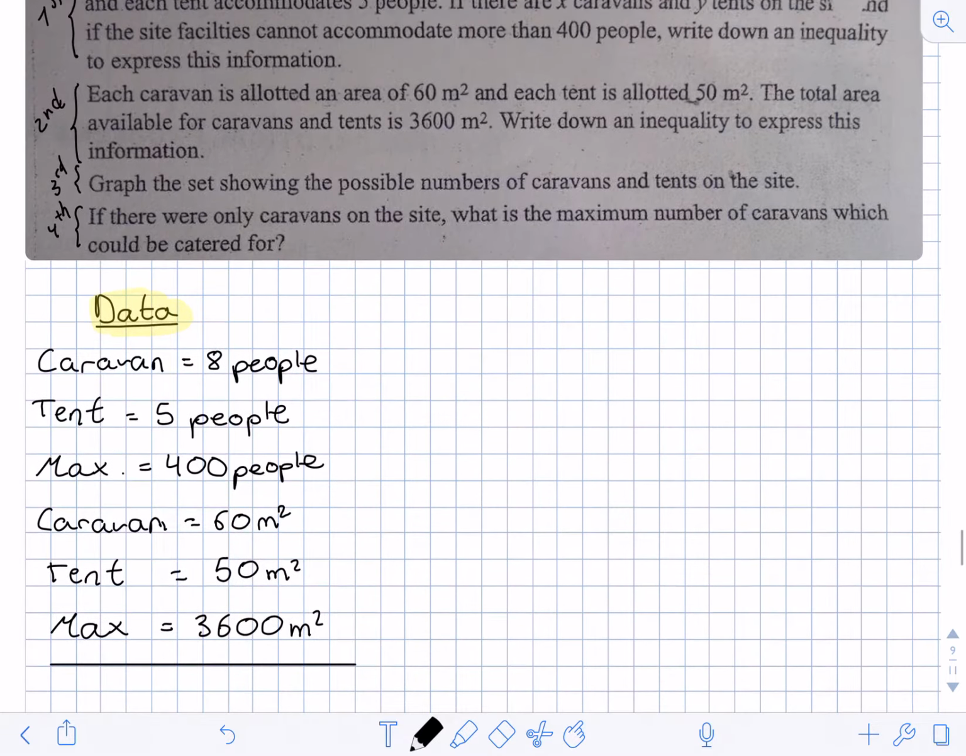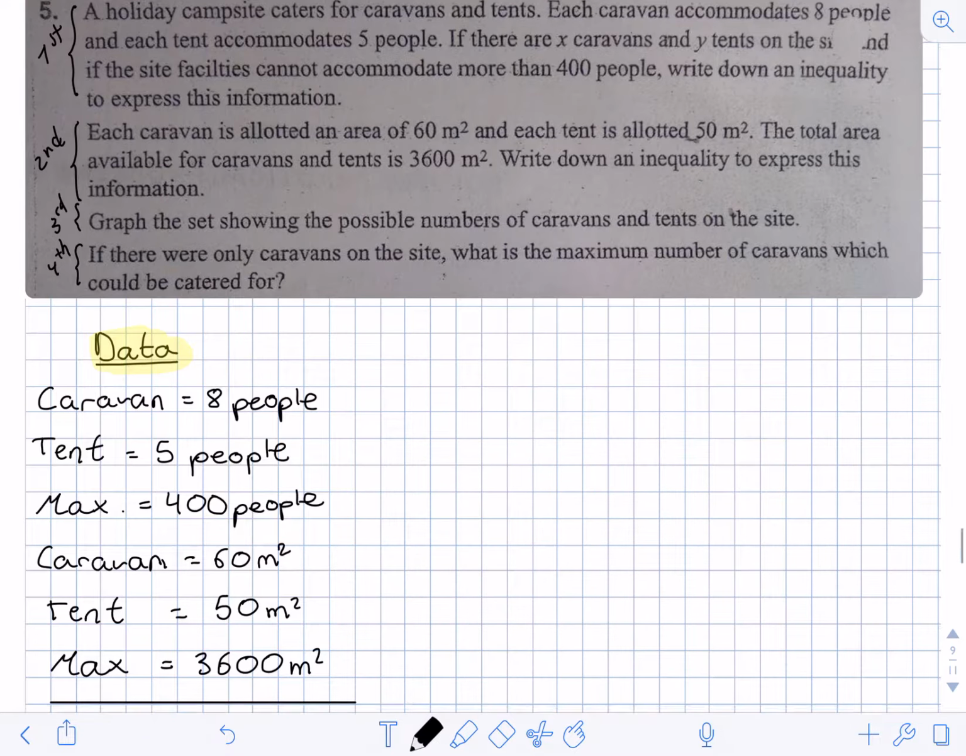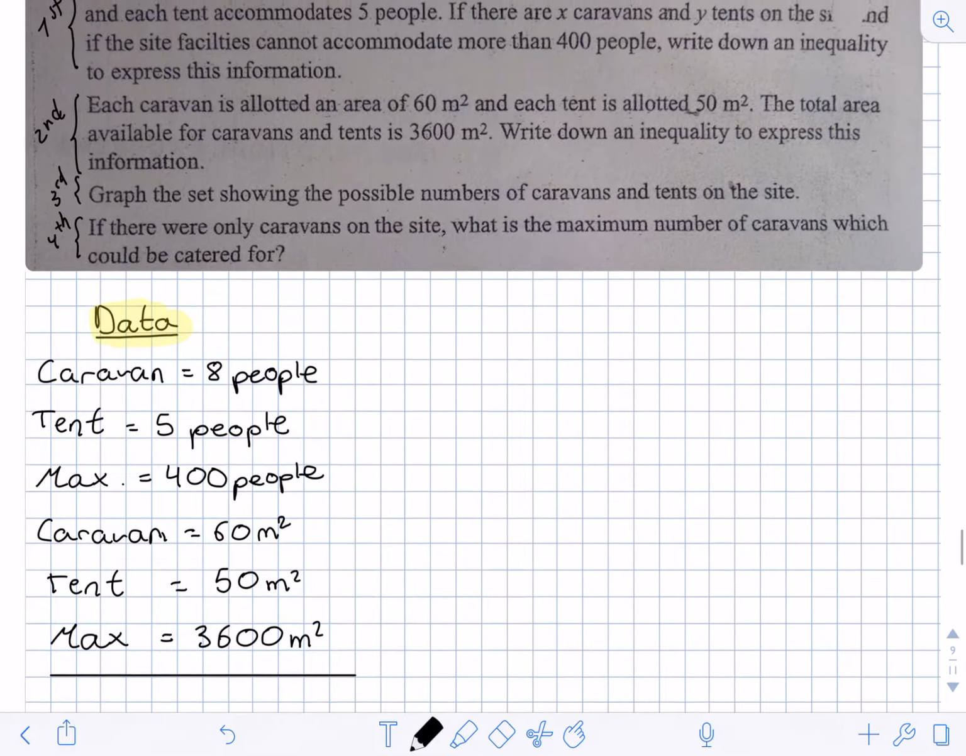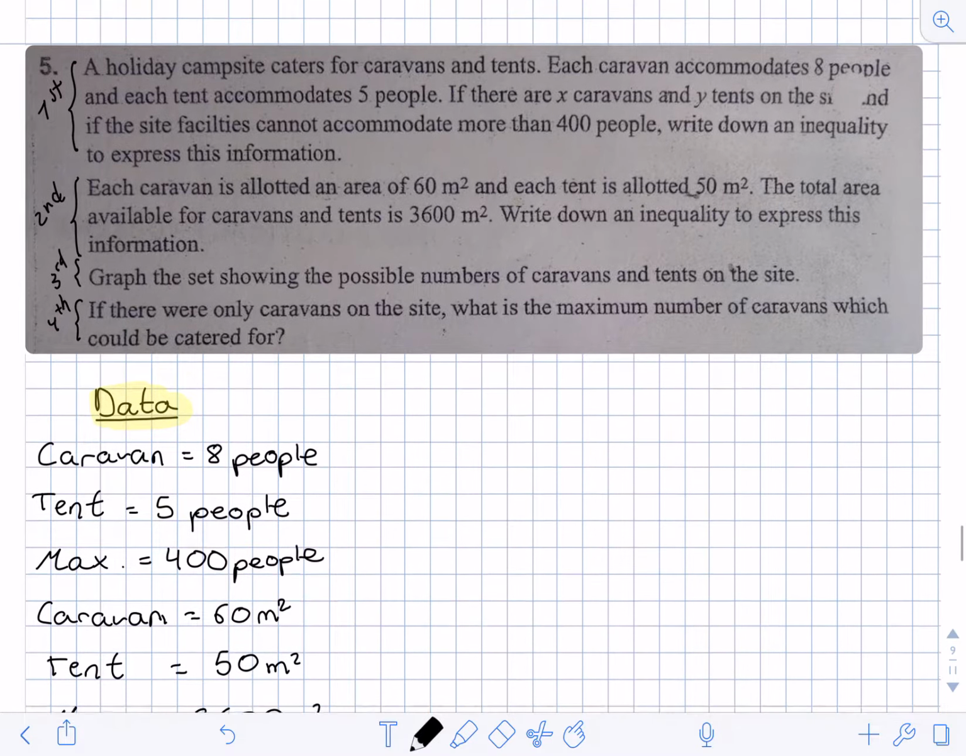It says caravans have 8 people, tents 5 people. The maximum on the site is 400 people, so you can have 400 people, but you can't have 401 people. Then we have caravans take a space of 60 meters square and tents 50 meters square, and the maximum is 3,600 meters square on the site, okay? So basically, we're going to do the first thing.